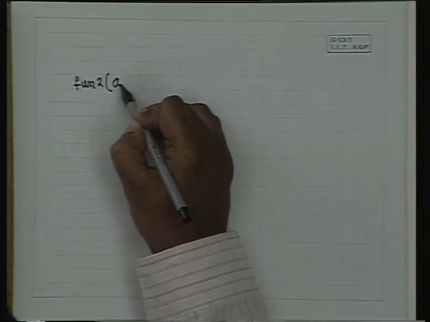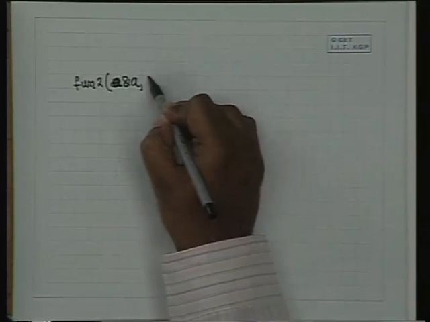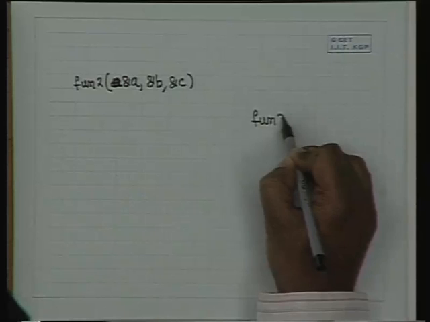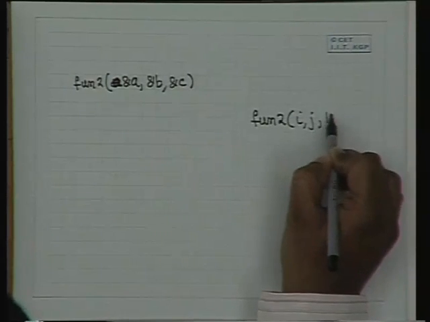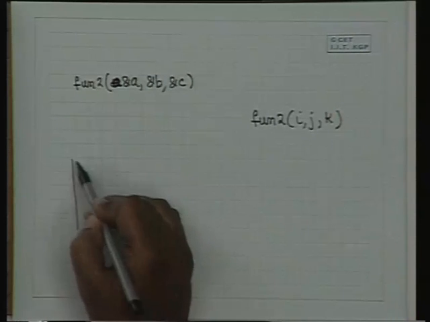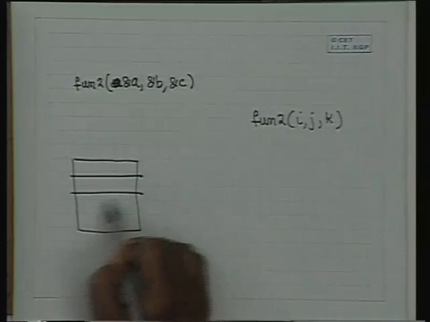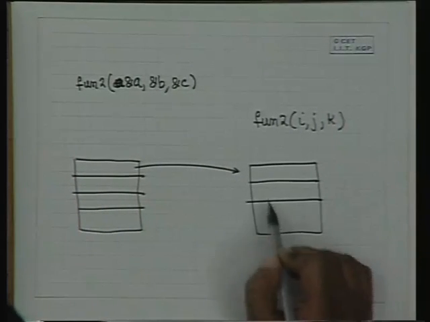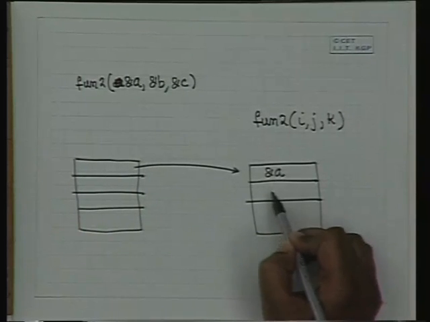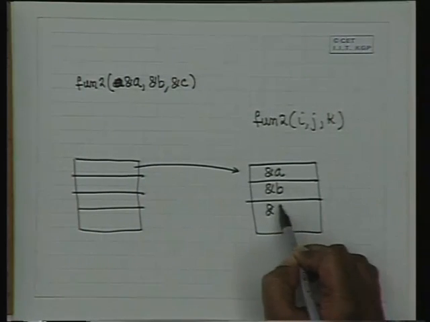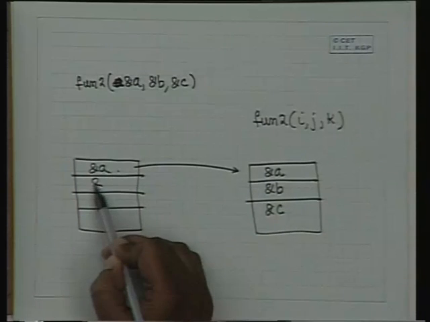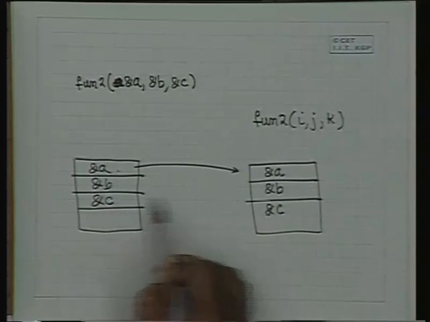So we had a call FunToo, where we passed address of A, address of B and address of C, and here we had FunToo I, j, k. So the three locations will be copied here into I, j and k. Here I will have the address of A, here the address of B, and here the address of C. So the address of A will be copied in here, address of B will be copied in here, and address of C will be copied in here.